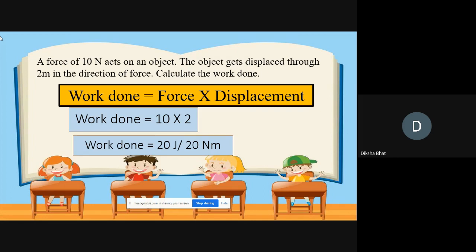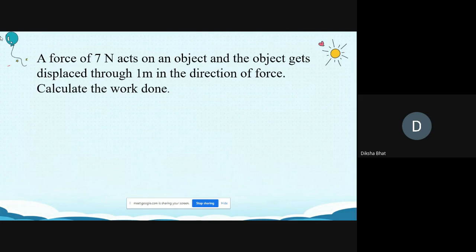Let us solve one more problem. I want someone else to read this question. A force of 7 Newton acts on an object and the object gets displaced through 1 meter in the direction of force. Calculate the work done. Yes, thank you. Okay, so what are we given here?